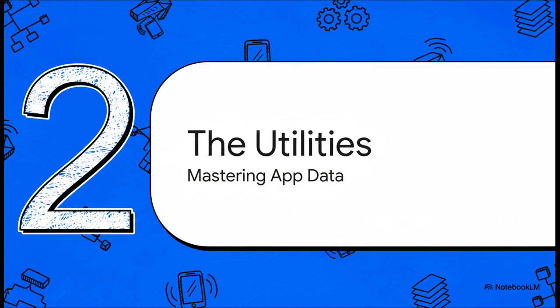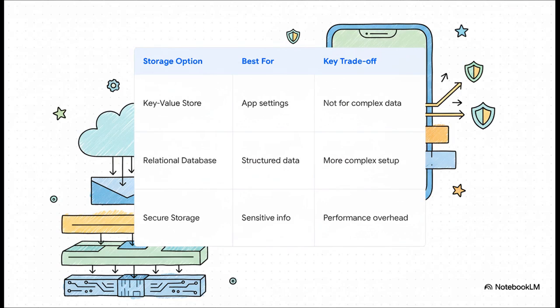All right, our foundation is set. Now it's time to add the utilities, the plumbing and electricity of our app. This layer is all about managing an app's most vital resource, data. So when it comes to storing data on the device itself, you've got choices. And each one comes with trade-offs.